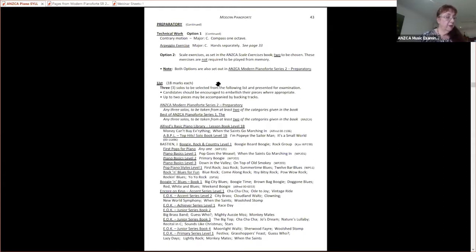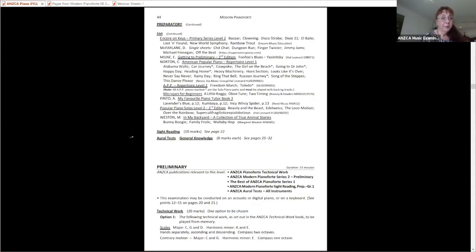And then over a bit further, it's got sight reading, oral tests and general knowledge. Now, I've already been through the general knowledge for you. But with the oral tests and so forth, you've got them at the back of the book. If you want more sample tests, ANZCA have a book dedicated to that, right? It's an oral test book for teachers, and it goes right from preparatory right through to grade 8. Righto.